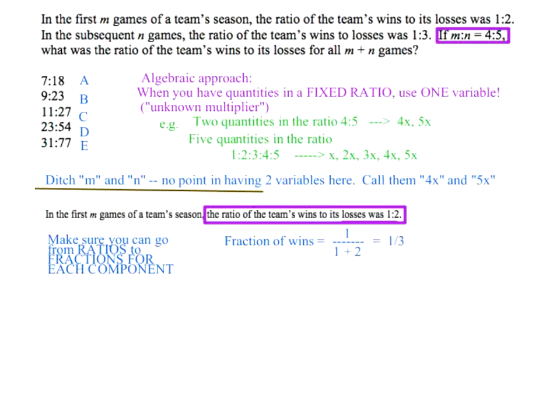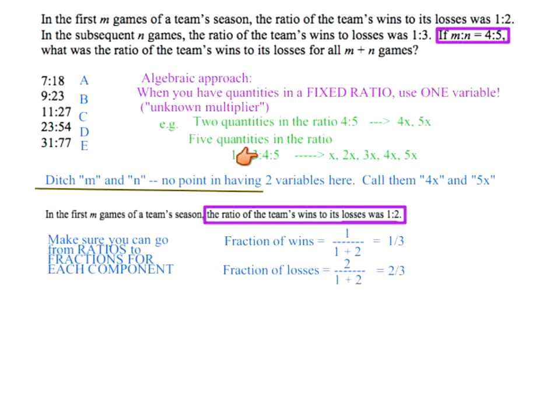1 over 1 plus 2, so that's 1/3. And then the fraction of losses is going to be the other 2/3, which is 2 out of 1 plus 2. This works no matter how many things are in your ratio. If you had 5 quantities in this ratio, then 1 plus 2 plus 3 plus 4 plus 5 is 15. So this would be 1/15 of the whole thing, this would be 2/15 of it, 3/15, and so on.